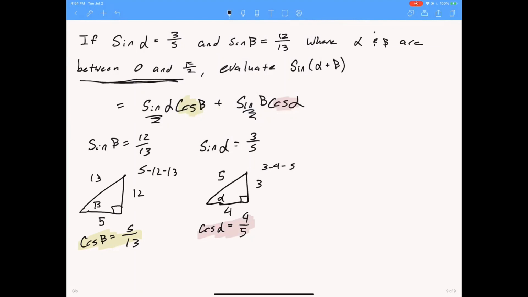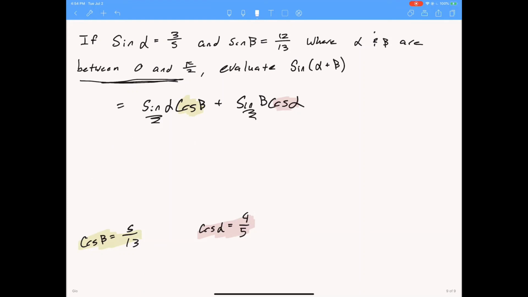So there we go. We have every piece of the formula. So now all we have to do is plug and chug. So we'll start with sine of alpha. Sine of alpha is 3 over 5. Cosine of beta is 5 over 13. Plus sine of beta is 12 over 13. And cosine of alpha is 4 over 5. So we just have to multiply each term.